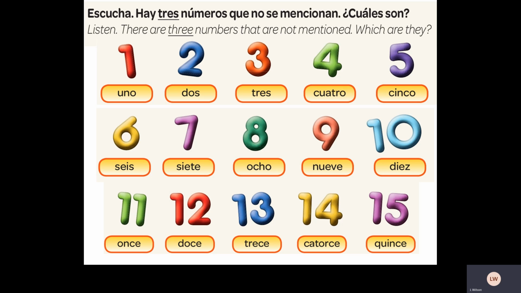Muy bien. Ok, ahora vamos a escuchar. Escucha, hay 3 números que no se mencionan. ¿Cuáles son? We're going to listen. They're going to read out the numbers, but they're going to miss out 3 numbers. We're going to do it twice. We'll listen to it twice, but see if you can write down the 3 numbers that are not mentioned. You don't need to write the words. You just need to write the digits.